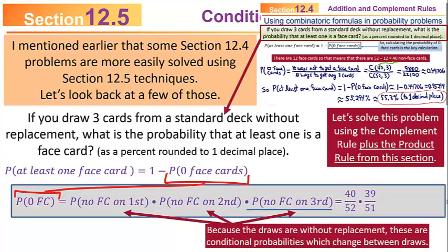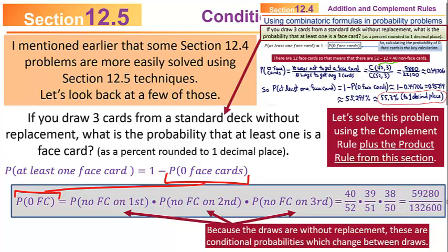By the time you get to the third face card, you're down to 38 face cards in the deck with only 50 cards in it. So the probability of getting no face cards by the product rule is simply the product of 40/52 times 39/51 times 38/50, which comes out to be 59,280 over 132,600.